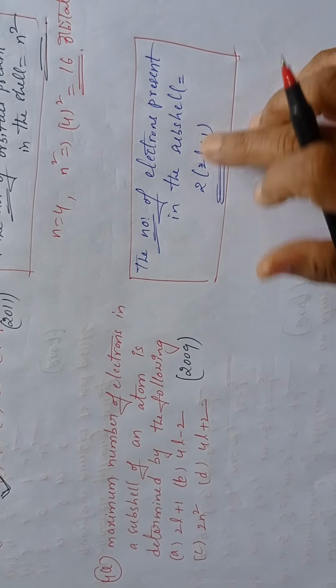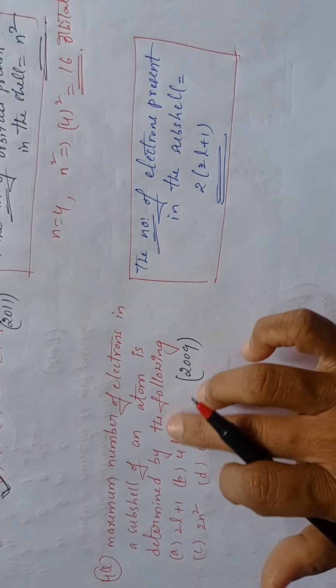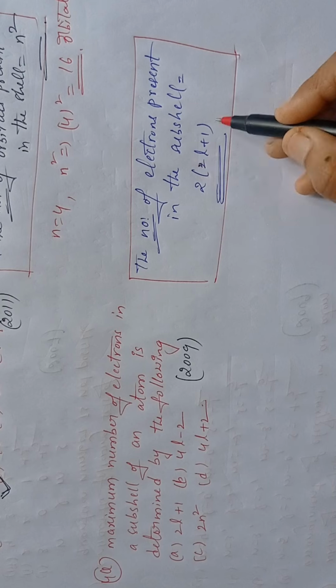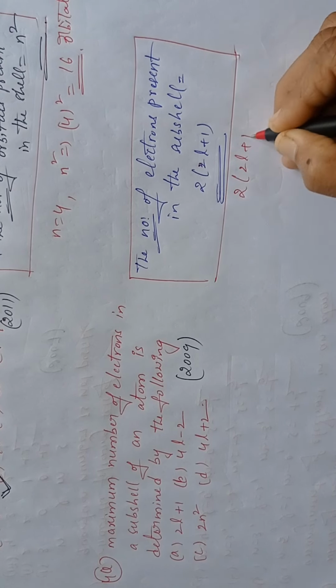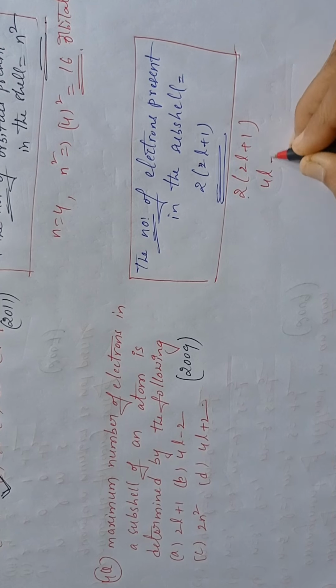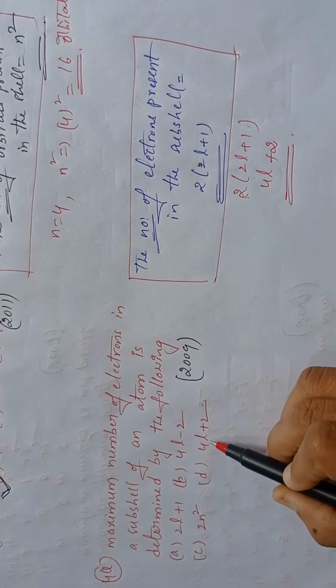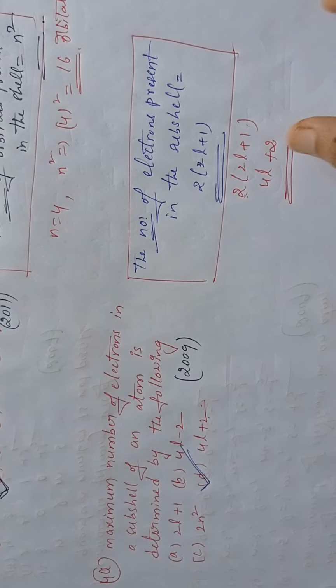Now by using this formula, what is asked? The maximum number of electrons in a subshell of an atom is determined by the following. Just the formula is being asked: 2 into 2L plus 1. This we can write as 2 into 2L plus 1, 2 2s are 4L plus 2. Are you clear? Like this we can write. So what is the option? 4L plus 2. So option D is the correct answer. Are you clear, students? So like this you have to calculate.